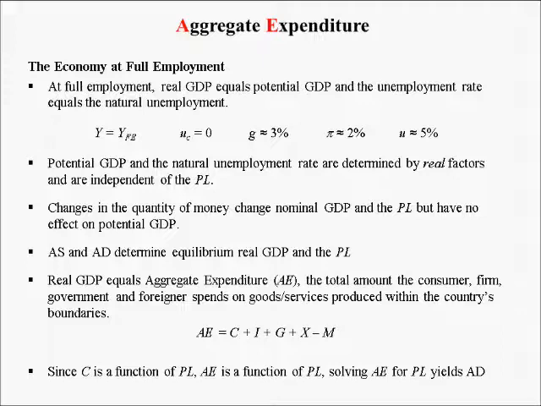Eventually we're going to solve this function that you can't see yet. We're going to solve aggregate expenditure for the price level, and that will yield the aggregate demand curve. The consumer, again, is spending C dollars in the economy. The firm is spending I dollars in the economy, along with consumers buying new homes. Government is spending G dollars in the economy, and the foreigner is spending a net X minus M in the economy.